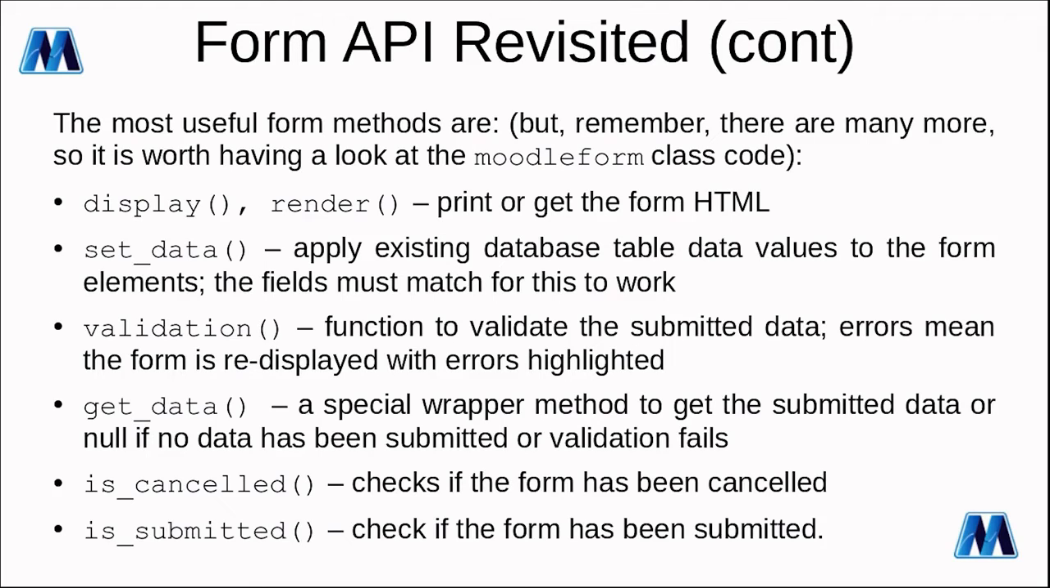You set the errors on the element name in an errors array, and that means the form will be redisplayed with your error messages near the element that has caused the issue. And then there's get data. Get data is used when the form is submitted. When somebody submits the form, you use get data to collect the data that's been submitted, and it will be null if there's no data submitted or the validation fails. You can check if the form's been cancelled, and you can check if the form has been submitted.